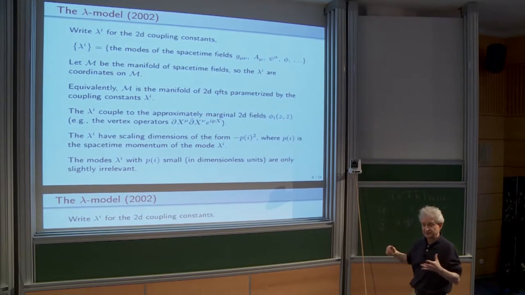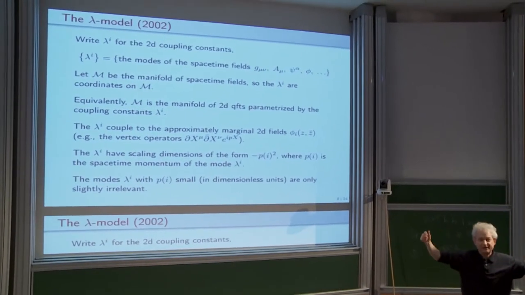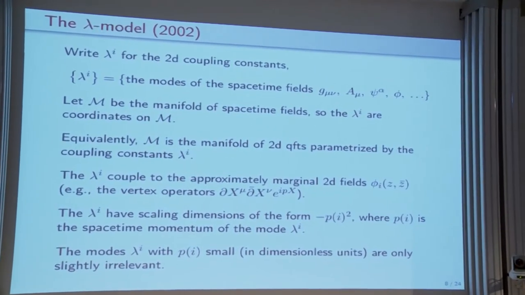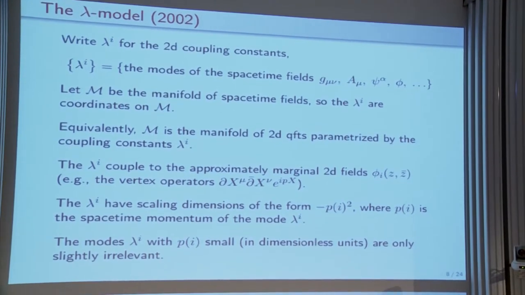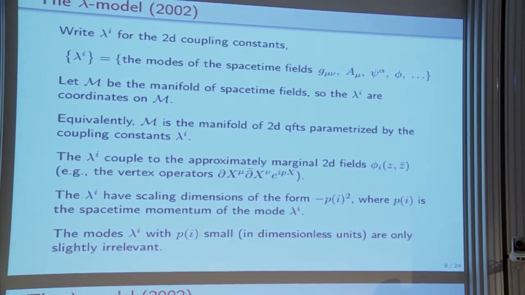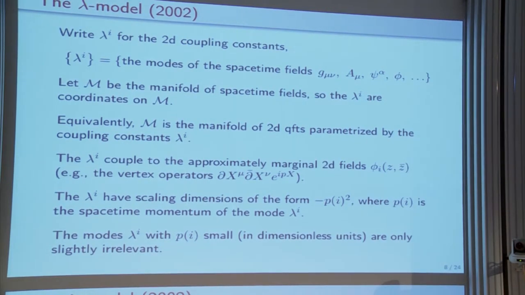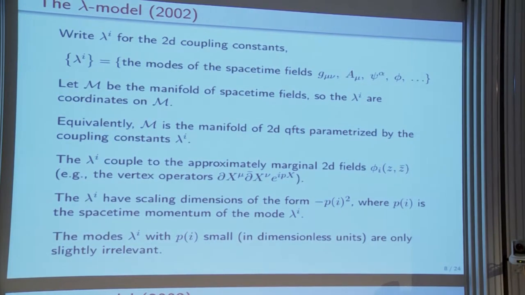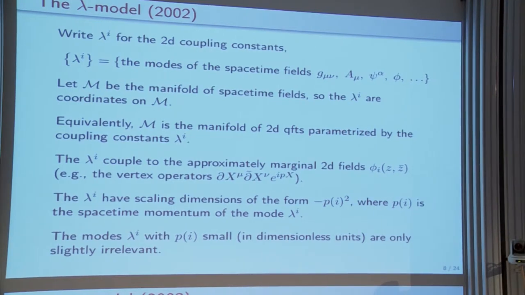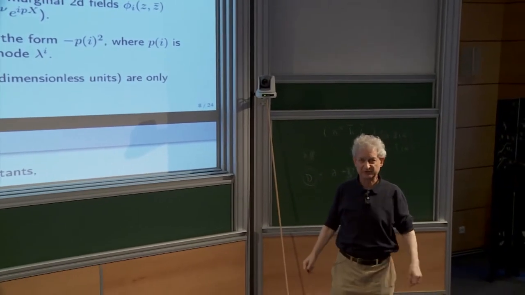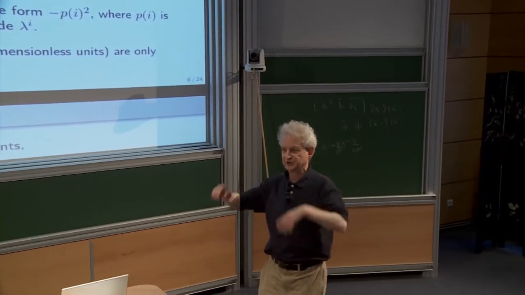Equivalently, since this is the most general quantum field theory in at least some neighborhood of a certain class of quantum field theories, we can think of M as the manifold of 2D quantum field theories. So to be slightly more concrete, each lambda I couples to some 2D field, which abstractly I'll write phi I, but think of as, say, a vertex operator. And I'm always taking space-time to be Euclidean and leaving Wick rotation for some future date.